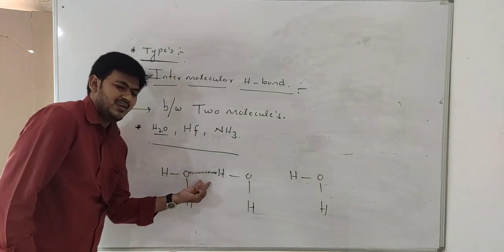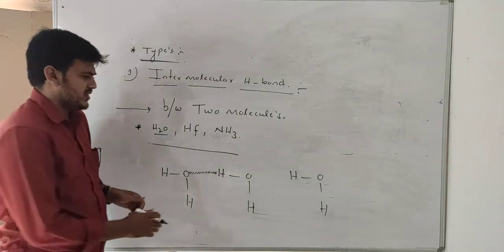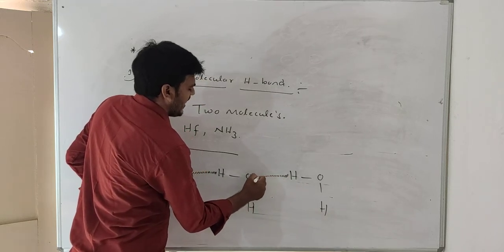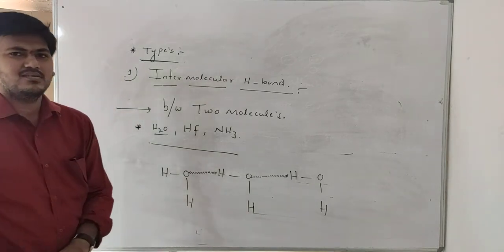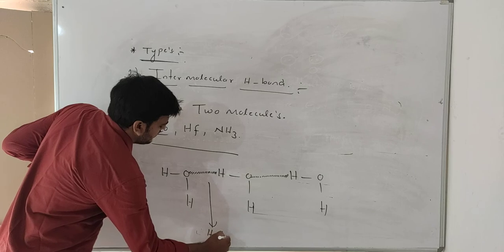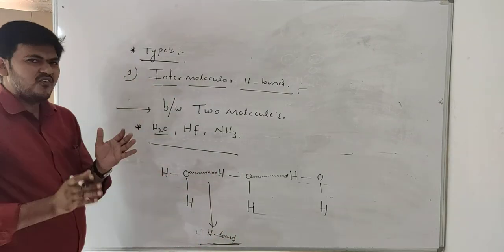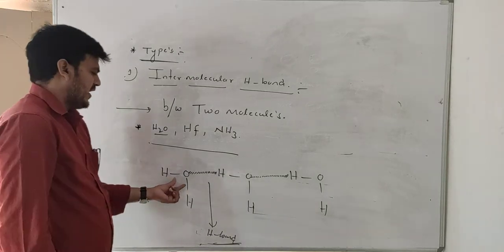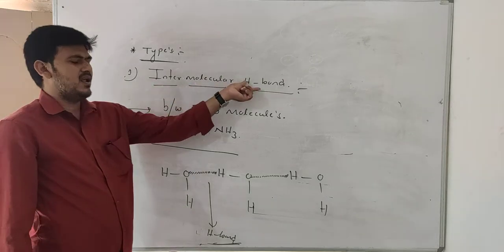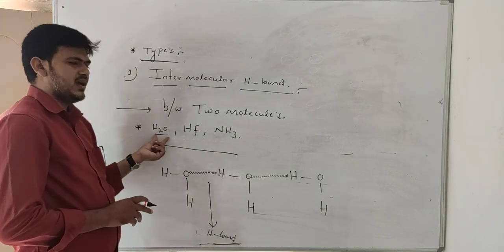It is represented by dotted lines. Next, the hydrogen atom and the more electronegative atom, that is oxygen. So this is the hydrogen bond. A hydrogen bond formed between two molecules is called an intermolecular hydrogen bond, and the best example is the water molecule.